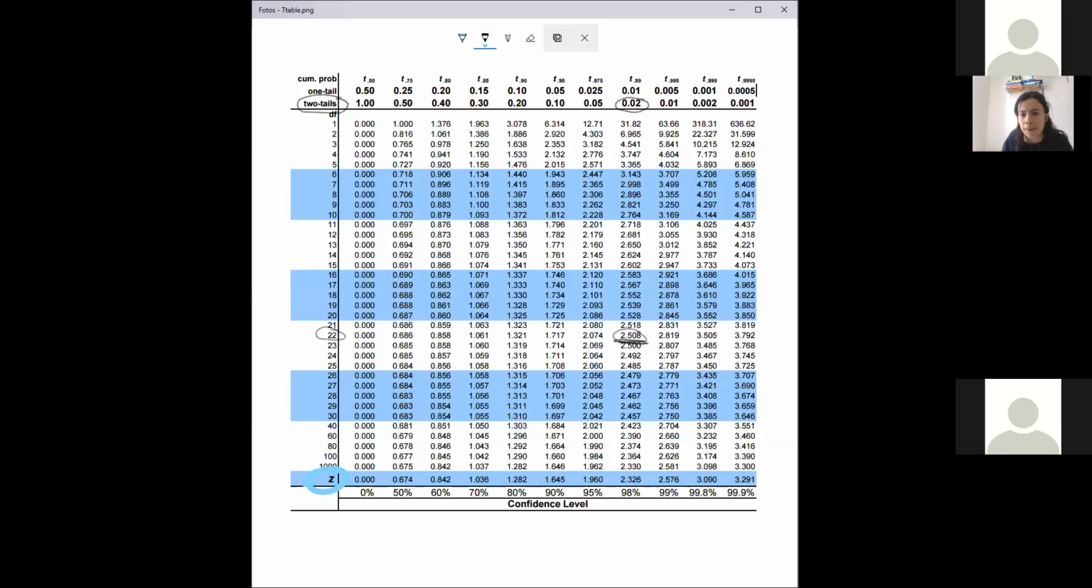Yes, somebody else was talking? What happens if it is a z distribution? I didn't understand what he said. Okay, in a z distribution, I'll do it in the next example. I made sure to do both cases.